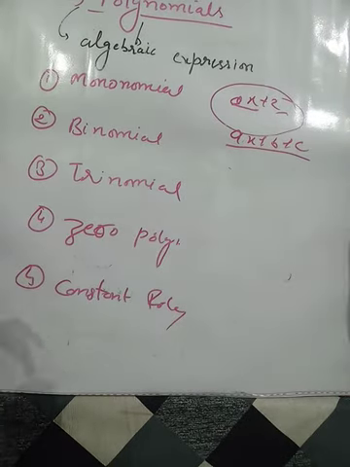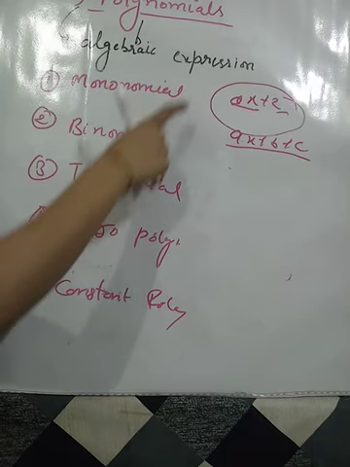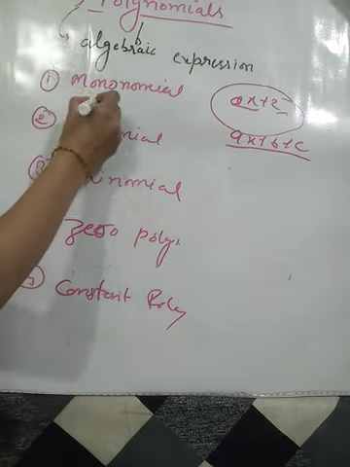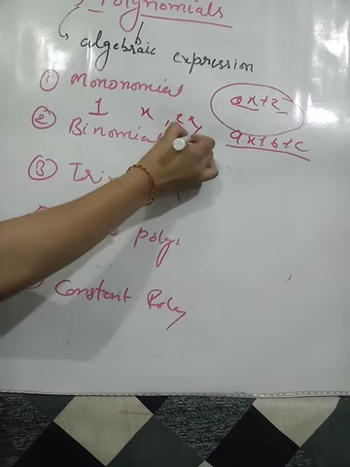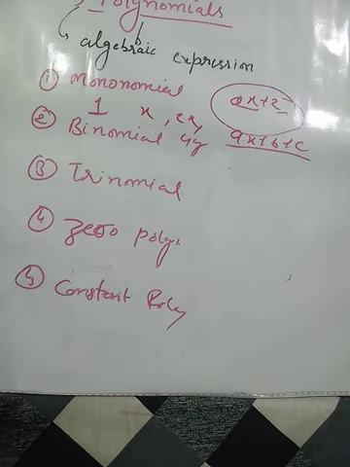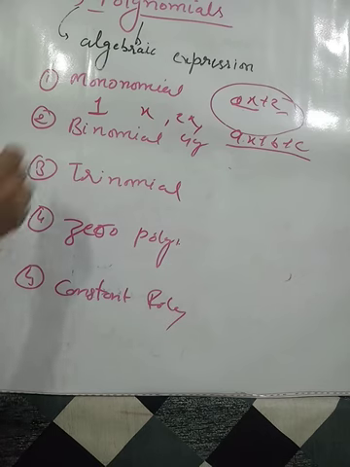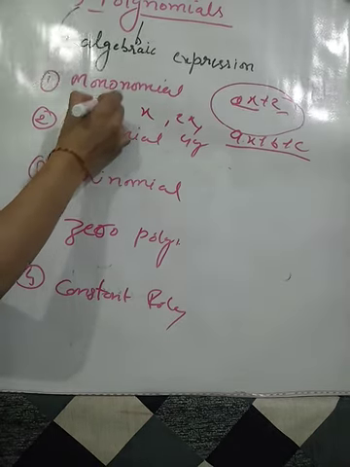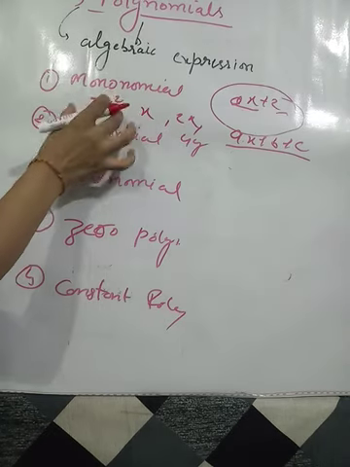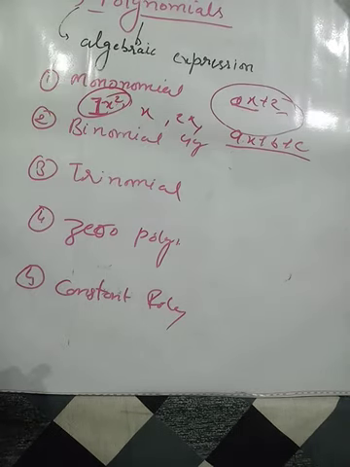First is monomial. If the number of terms of a polynomial is 1, then it is a monomial. अगर किसी भी पॉलिनॉमियल का सिर्फ एक ही टर्म होगा तो वो आपका मोनोनॉमियल होता है. मान लीजिए x हो गया या 2x हो गया या 4y हो गया, तो this is the monomials. या मान लो आपको 7x स्क्वायर हो गया, this is the monomial term.